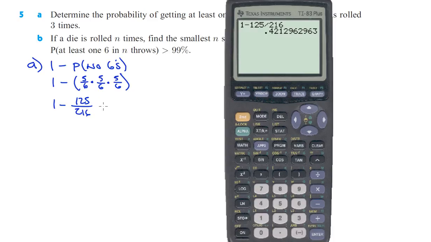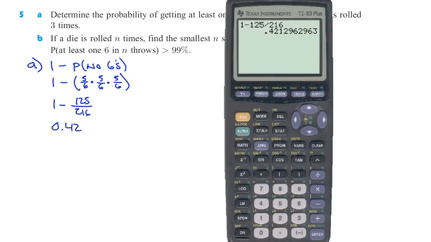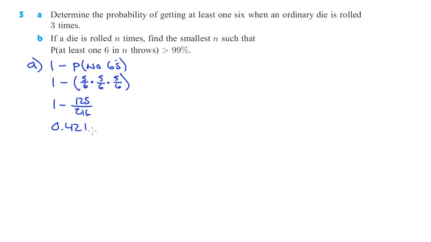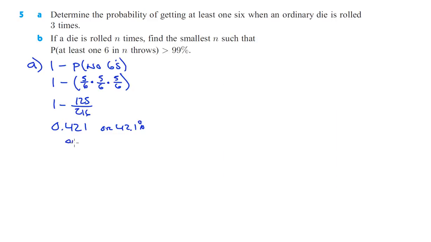Okay, so let's go with that. Equals 0.42, let's go 0.421, or 42.1%. Let's see if this will turn it into a fraction for us. Math, enter. Or 91 out of 216. Any one of those answers would be just fine.